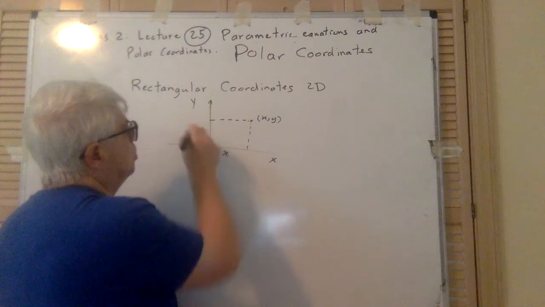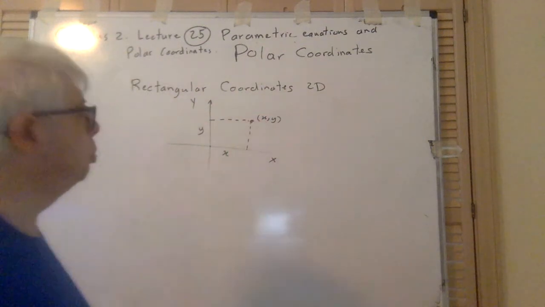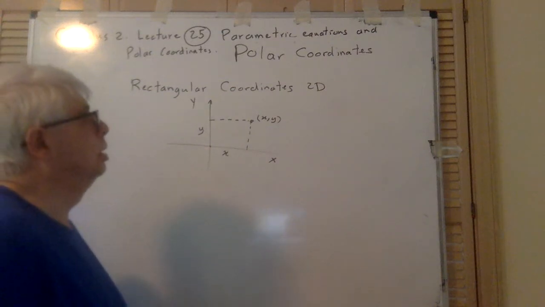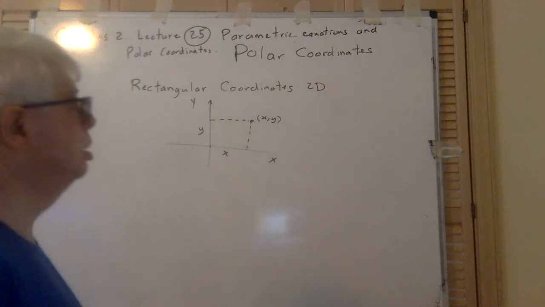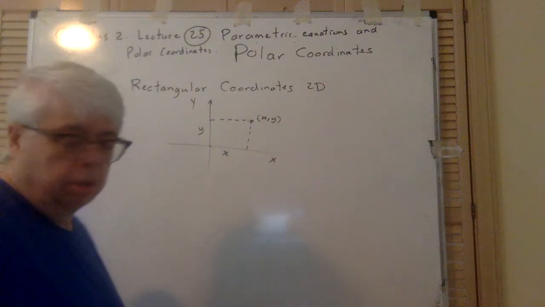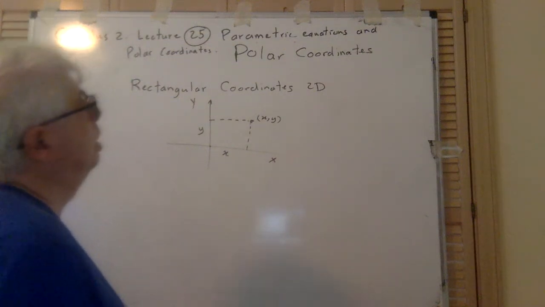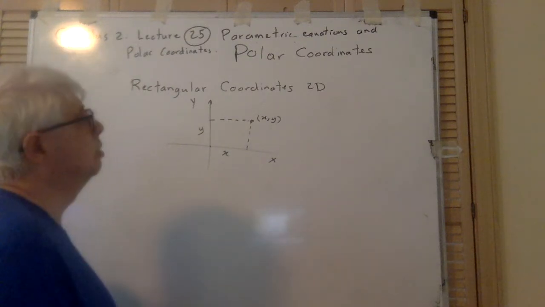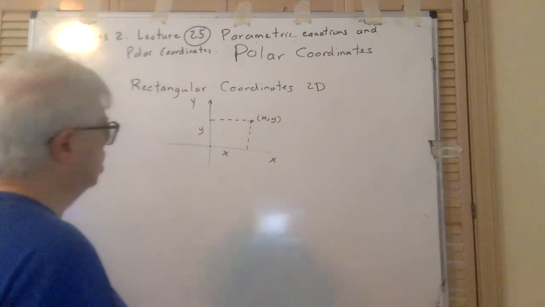Okay, so basically this point is located by giving it two distances, distance from the x-axis and distance from the y-axis. So polar coordinates is another way of locating a point, and it makes more sense, especially in mechanics. Now I will tell you why it makes more sense.